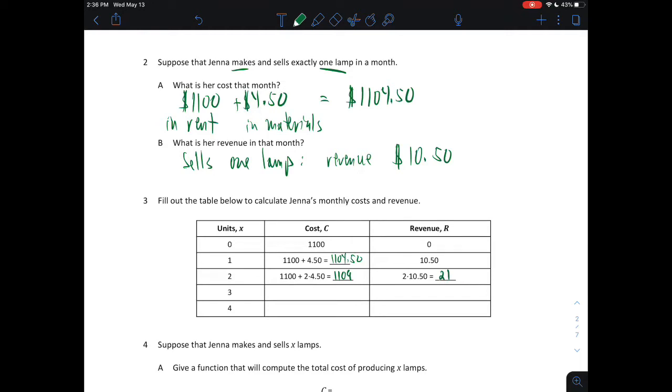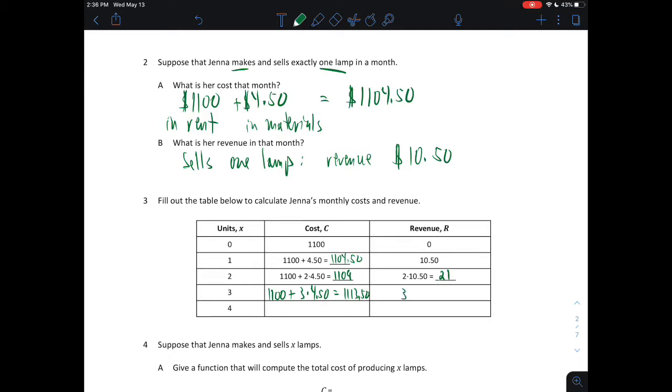So what we're doing here is similar to what you saw in lesson 11.1.2, where you're just trying to get a sense of the situation by writing down some information and seeing if you notice a pattern. So now let's do the same thing for 3 units. What would the cost be? She always has to pay $1,100. And then she has to take the number of lamps she sells, 3, and multiply by the cost to make each lamp, $4.50. So this would be $1,100 plus 3 times 4.50, and that gives you $1,113.50.